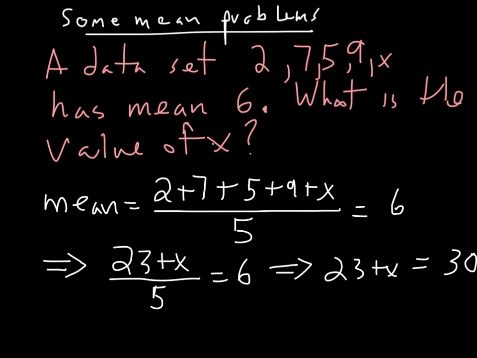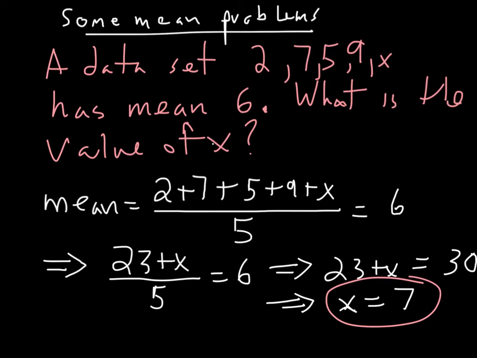And from here, all we need to do is subtract 23 from both sides, and we get x equals 7. And there is our final answer. So the value of x in this data set is 7.